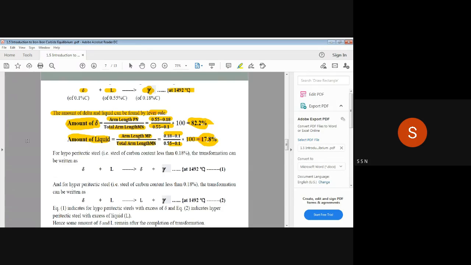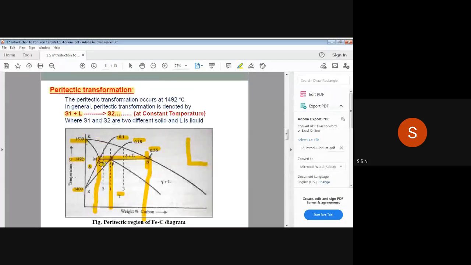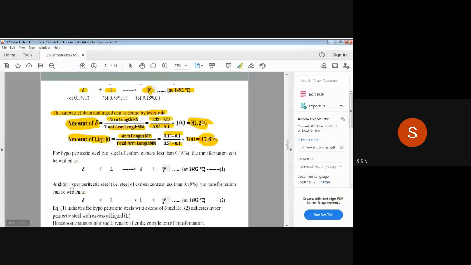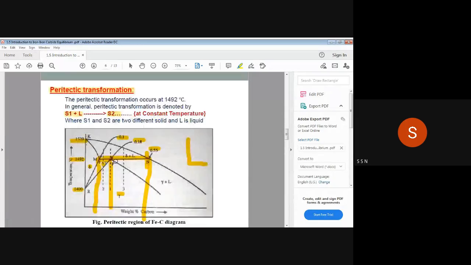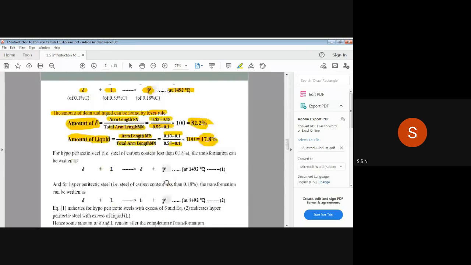Okay, and also we have already studied, after this lever rule you can say for hypoperitectic steel what is occurring? Delta plus liquid is giving delta plus gamma, and for hyperperitectic steel, that means more than 0.18, delta plus liquid is giving gamma plus liquid. The same reactions are written, those are also occurring at constant temperature.